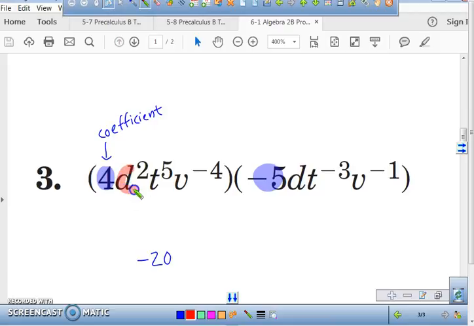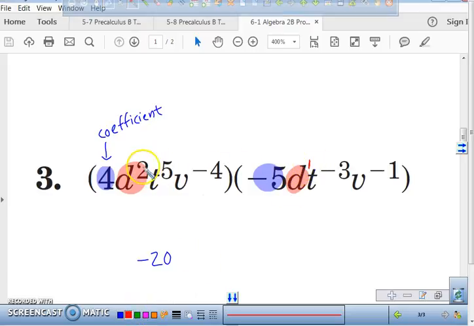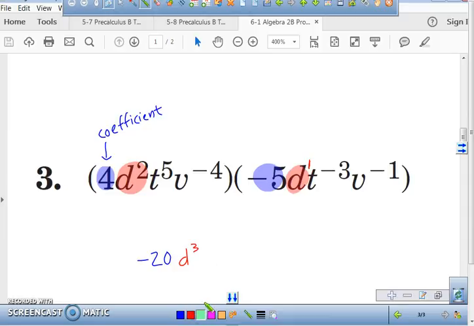Now I'm going to move over here to the d squared. And d to the power, even though you can't see it, that is d to the power of 1. What are we allowed to do with the 2 and the 1? Add them together because that's the product. That's right, d cubed. D squared, d to the first, you're allowed to add those exponents together because that is the product of powers. Now I'm going to highlight t to the fifth, t cubed, and t to the negative 3.